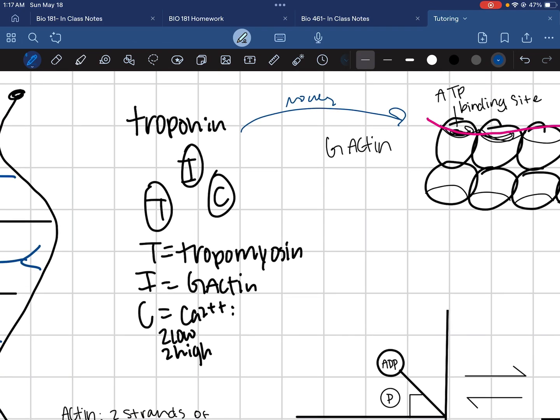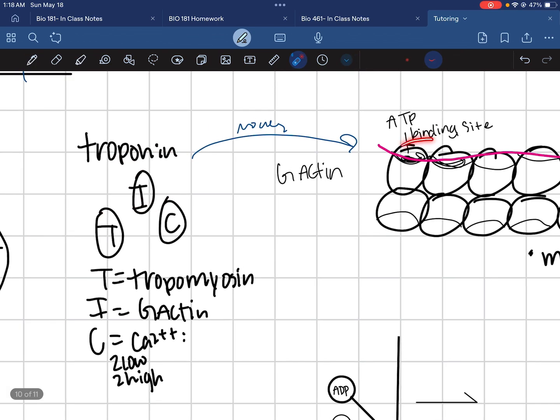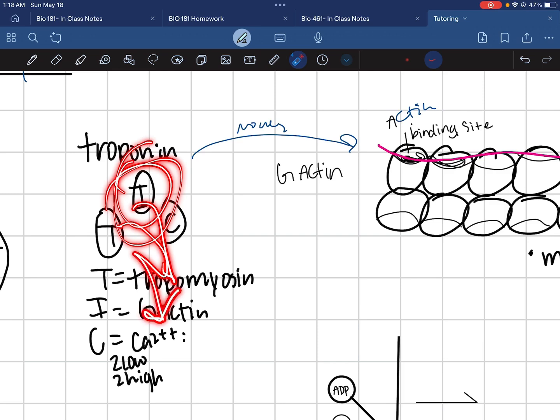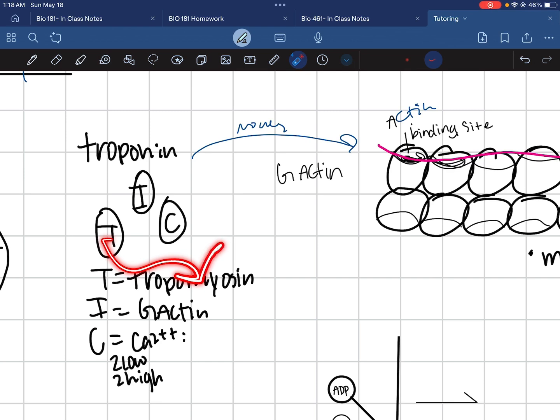So troponin has 3 factors to it. It has I, which binds to the active binding sites. ATP binding sites. That is not right, Sophia. Okay. I binds to G-actin. It binds to actin. T binds to tropomyosin. C binds to calcium. 2 low affinity, 2 high affinity.